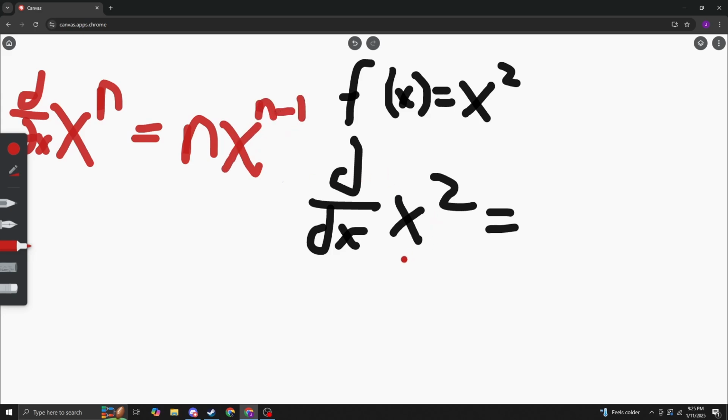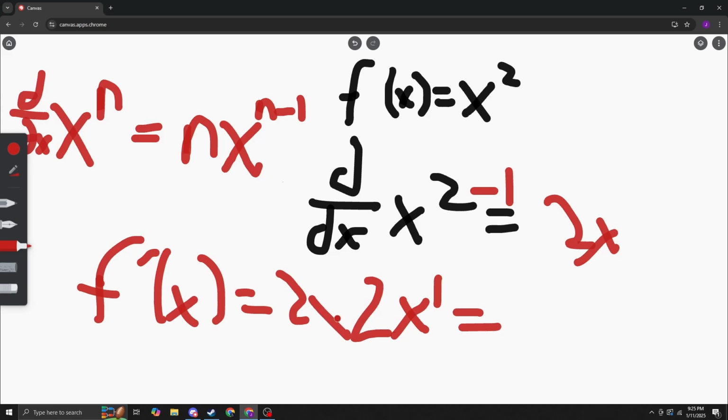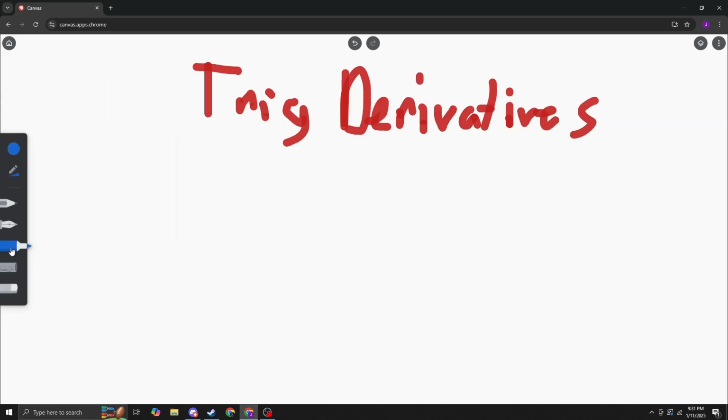So this is x to the second power right here. So we're going to take that 2 and we're going to move it out in front. And then subtract 1 from it, it'll just become x to the first, which is equal to 2x. So that is our power rule, and that's how you would find the derivative of this function. And we could write it like this. We could note it as f prime of x, that's what this little thing is, equal to 2x.